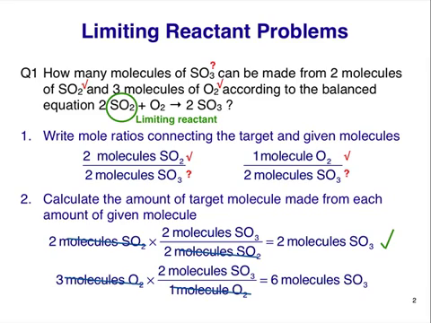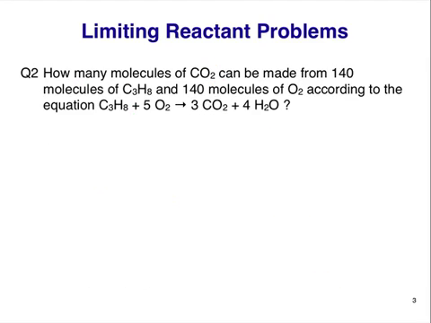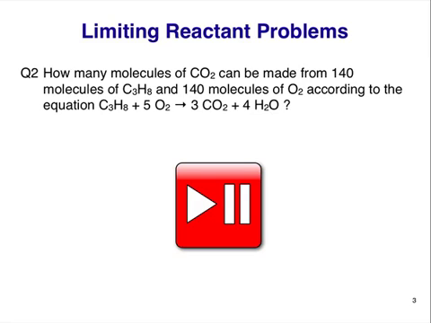Confused? Let's try another one. How many molecules of CO2 can be made from 140 molecules of C3H8, propane, and 140 molecules of diatomic oxygen according to the balanced equation C3H8 plus 5O2 making 3 CO2 and 4 H2O? Pause the video here, work on your answer.